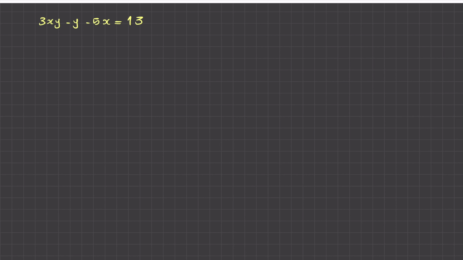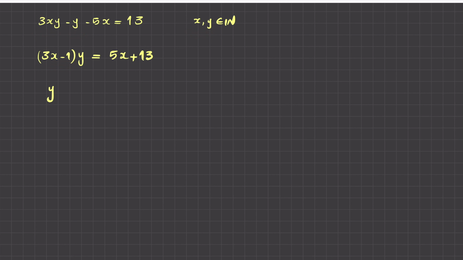Okay, so now let us solve the problem. The first thing that I will do, I will express y in terms of x as a function of x. But be careful, here in this case I know that x and y are supposed to be natural numbers. So what I will do, between the first two terms I factor a y out, and then I move minus 5x to the right side. It becomes positive 5x plus 13, and then of course because x is supposed to be a natural number, 3x minus 1 is definitely non-zero, and I am safe to divide everything by 3x minus 1.